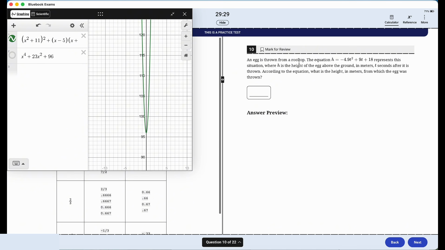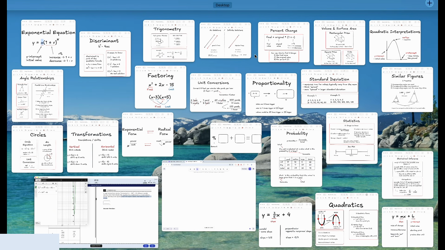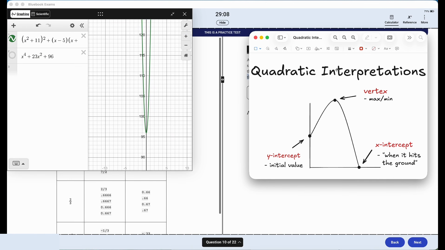Okay, next one. An egg is thrown from a rooftop. The equation h equals negative 4.9 t squared plus 9t plus 18 represents a situation where h is the height above the ground in meters, t seconds after it's thrown. What's the height from which the egg was thrown? So this is a quadratic equation. You'll see this with quadratics. I got something here. Quadratic interpretations.